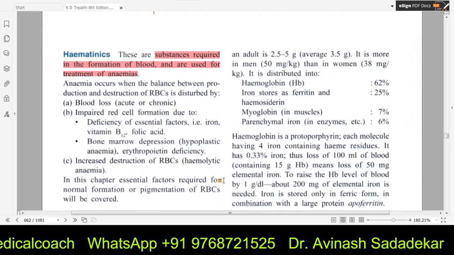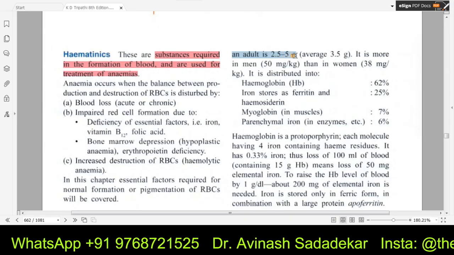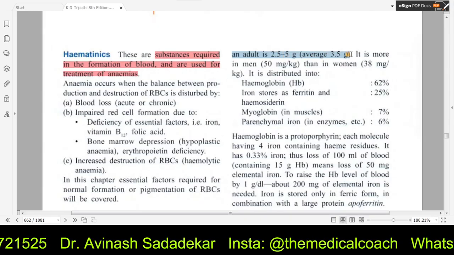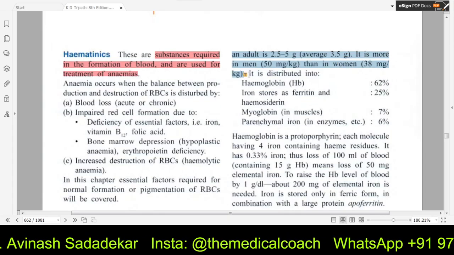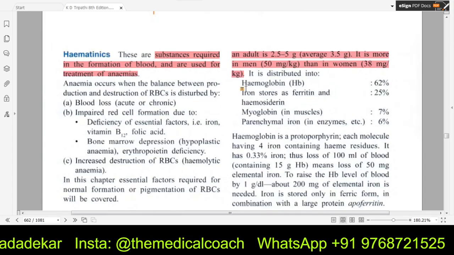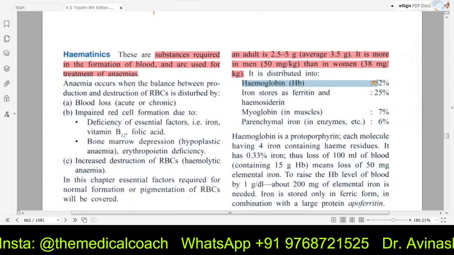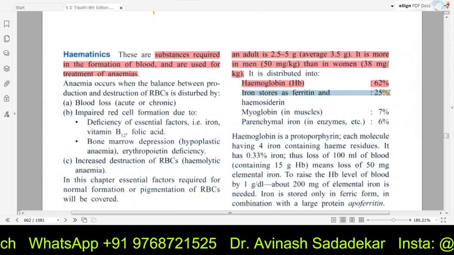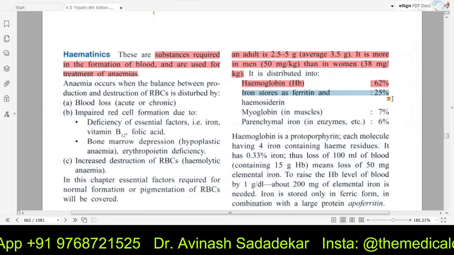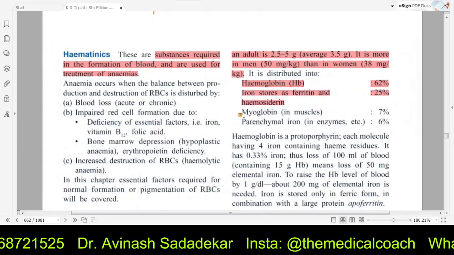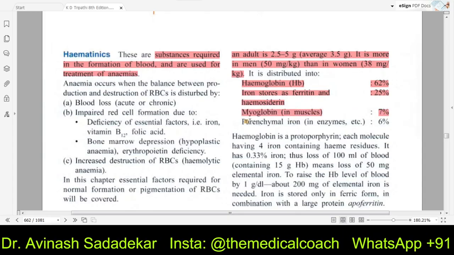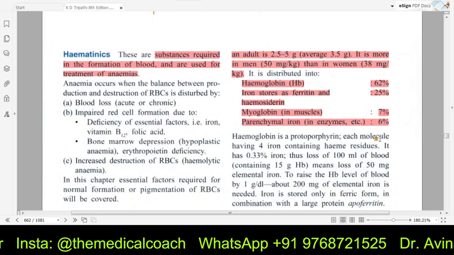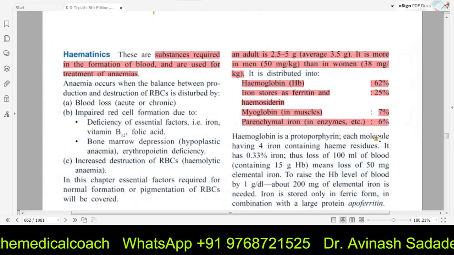Iron is very important. The total iron in an adult is around 2.5 to 5 gram, average of 3.5 grams, and it is slightly more in males as compared to females. Out of this iron, 62% is in hemoglobin, as iron stores in the form of ferritin and hemosiderin, it is 25%. As myoglobin in muscles, it's 7%, and other parenchymal iron is 6%, something like enzymes and cytochromes and so on.